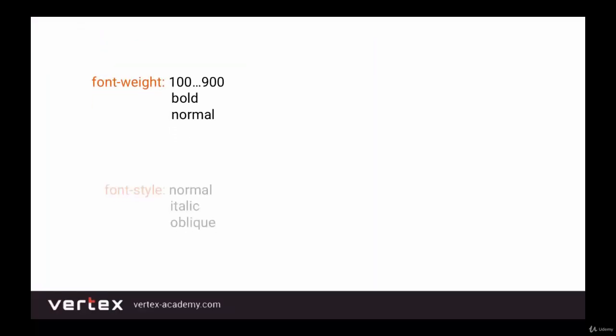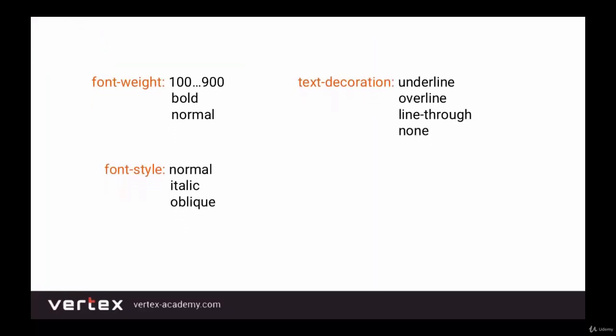So now we know three useful properties when working with text. To summarize, we use the font-weight property to make text bold, the font-style property to get cursive, and the text-decoration property to get a line below, above, or through text.